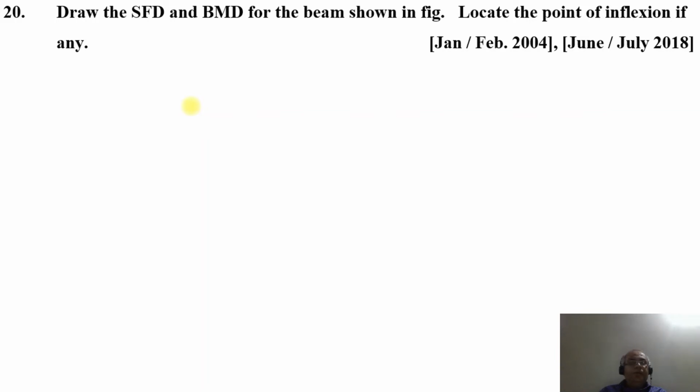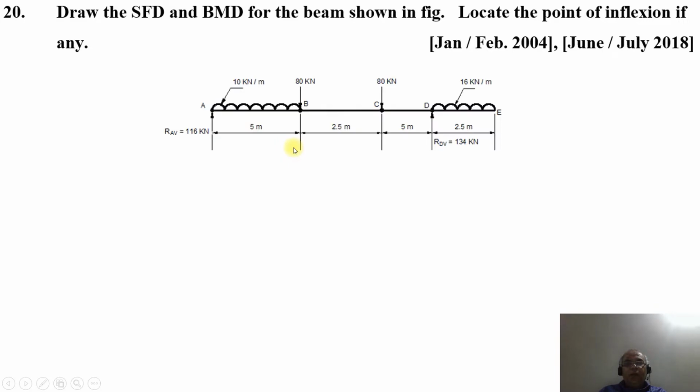Now in this video, we are going to take up one more problem. Problem number 20: draw the SFD and BMD for the beam shown in the figure and locate the point of inflection, if any. It's an overhang beam on one side. We have a support between A and D, but it overhangs by some distance to the point E, by 2.5 meters. It's an overhanging beam.